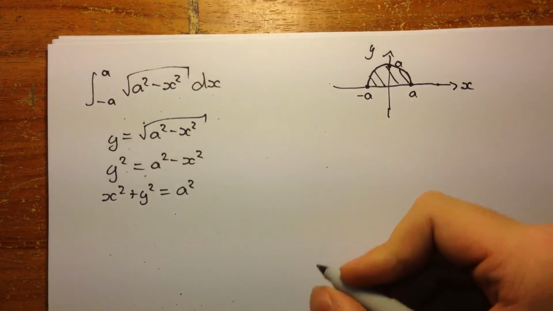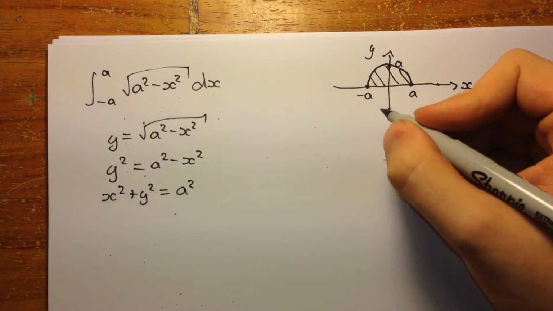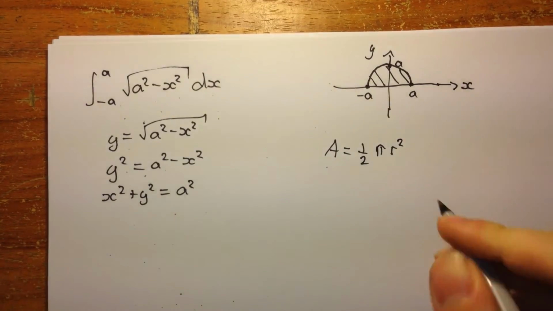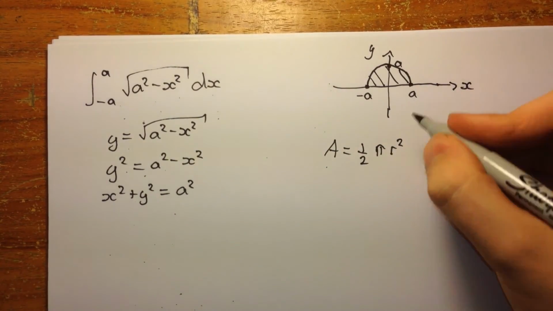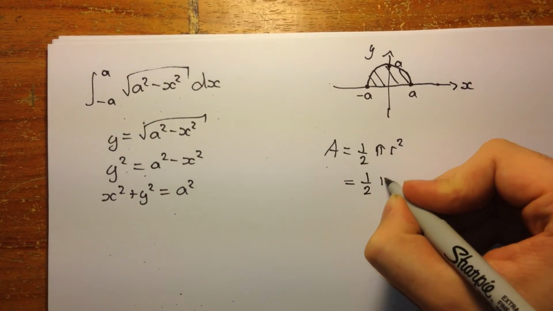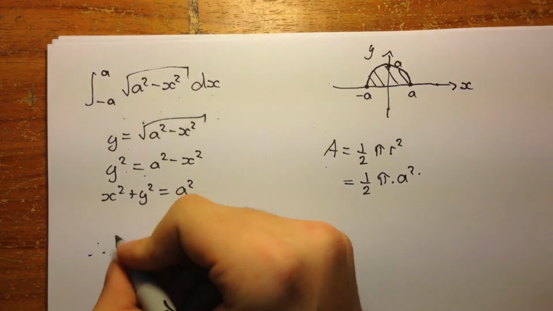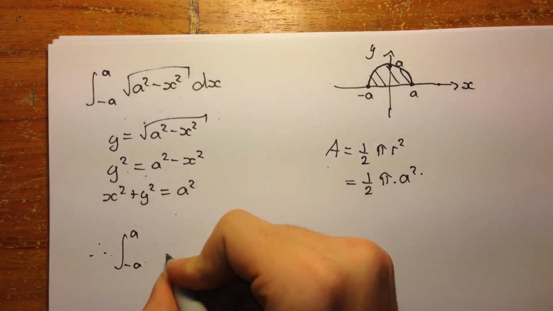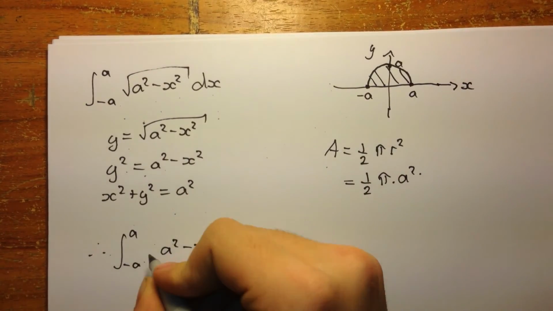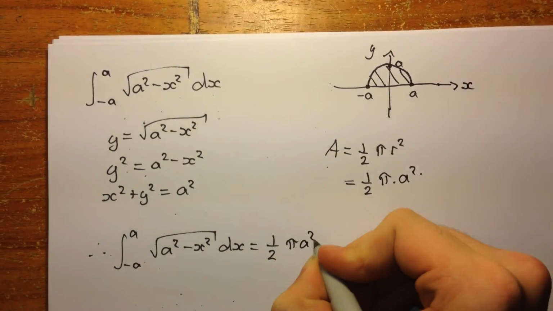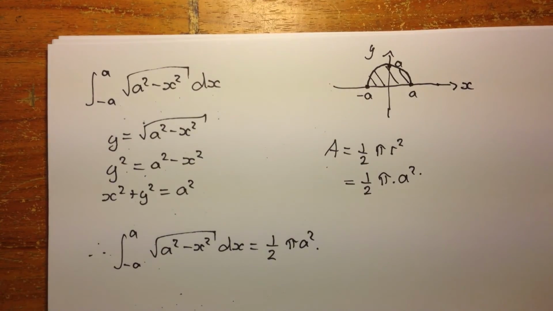Now we know that the area of a circle is pi r squared, so the area of half of a circle would be 1/2 pi r squared. But here, the value of r is a, so we have 1/2 pi times a squared, which is the same value that we got before. And so therefore, this integral here is equal to 1/2 pi a squared. And that is a nice, neat way of finding the value of this integral without actually integrating it.